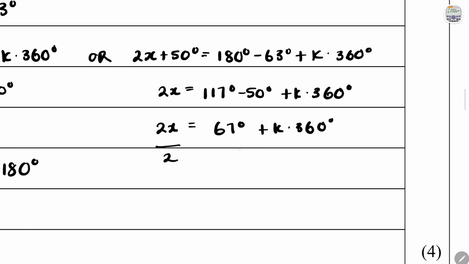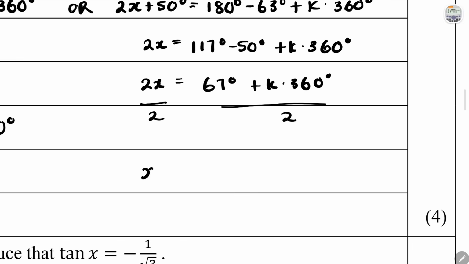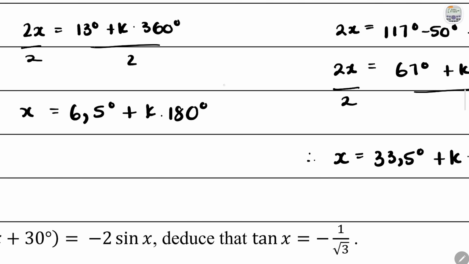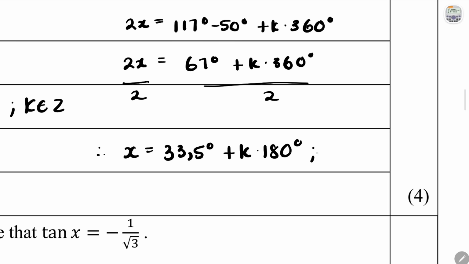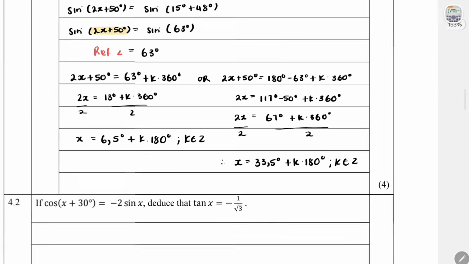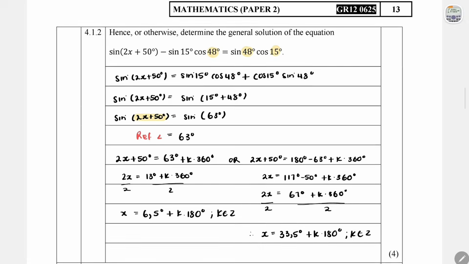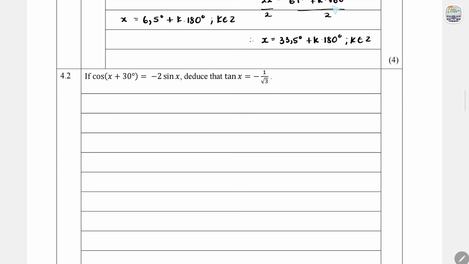And now we can divide both sides of the equation by 2. So x is finally equal to 67 divided by 2, that is 60 divided by 2, which is 30, and then 7 divided by 2, which is 3.5. So that is 33.5 degrees plus k of 360 divided by 2, which is 180 degrees. And in both cases, we should tell them, of course, that k is an element of integers. And those are our solutions. Moving on to the next question.